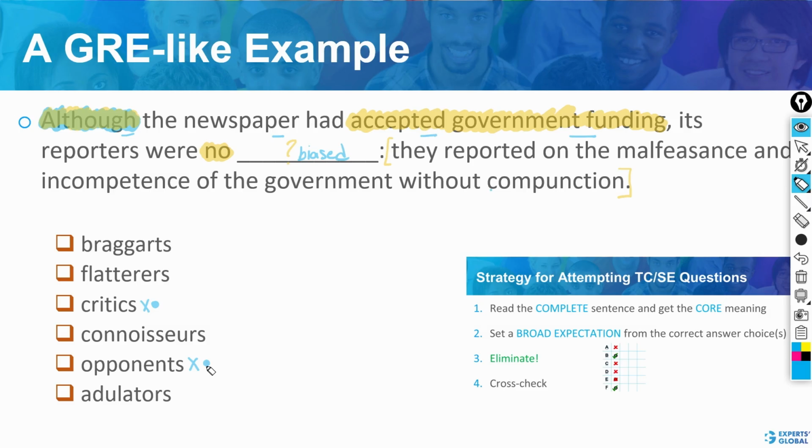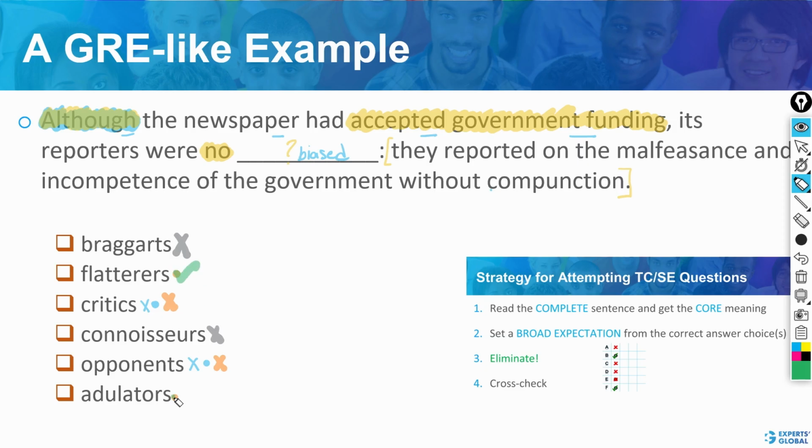Remember, questions testing contrast very often feature an antonym pair. You see the correct pair here is going to be flatterers and adulators, and you have a pair of antonyms here so that students who are not able to process the contrast in the sentence end up selecting these answer choices. Braggart means boastful. It is something else. This does not match our broad expectation from the correct answer choice. Connoisseurs means appreciators of some fine art. That does not fit the bill here.